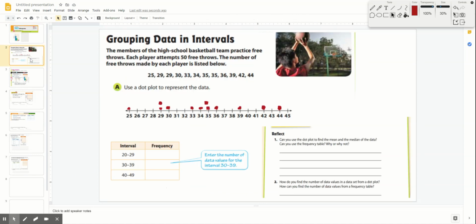All right, so taking a step back, yesterday we took a look at those dot plots, and this is another basketball question. Each player attempted 50 free throws, and these are the numbers each person made. Now what they want you to do is take the information from the dot plot and put it into your histogram table.